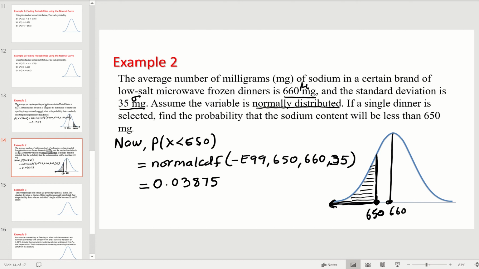So that is the probability that the amount of sodium will be less than 650 milligrams. So that is the second example. Now let's go to the third and the last example for this short video.